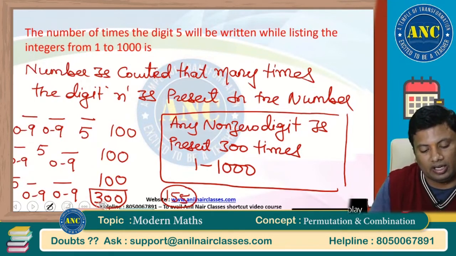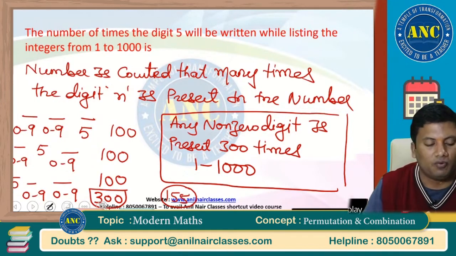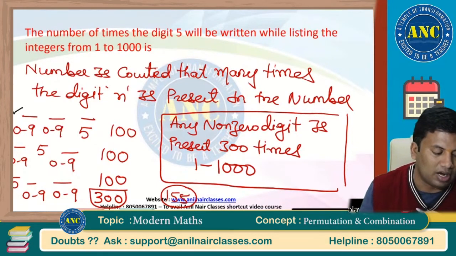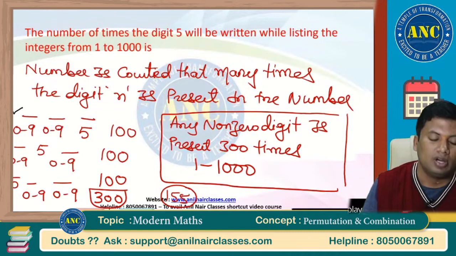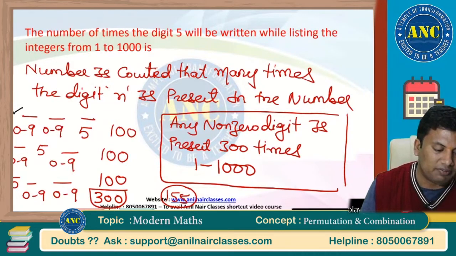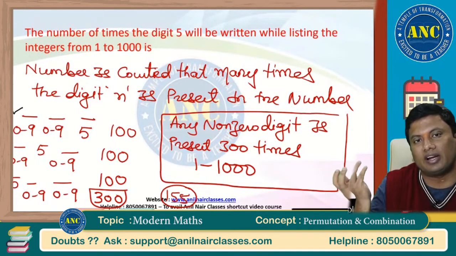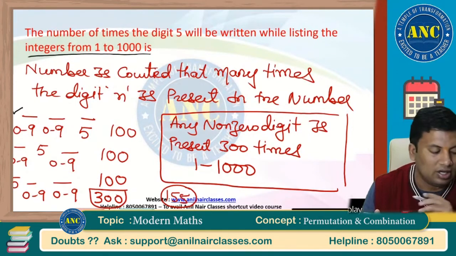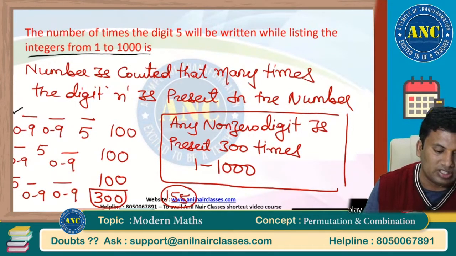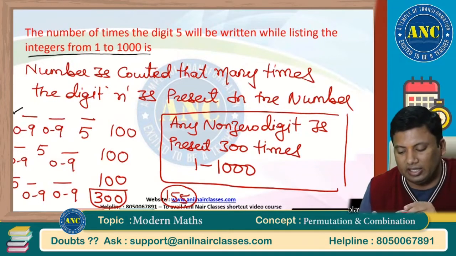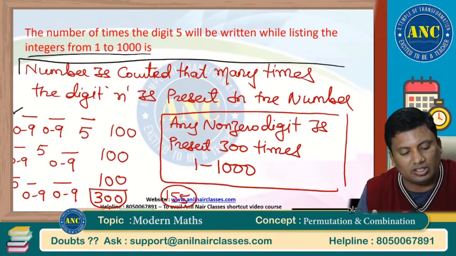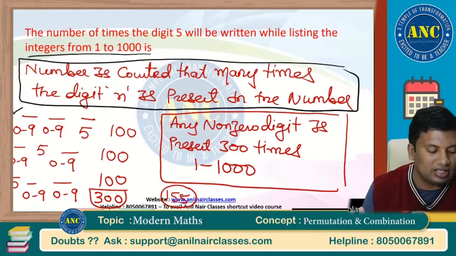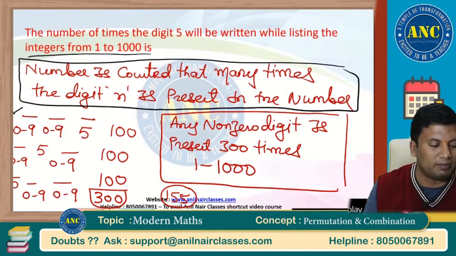10 into 10 into 10 is 1000. Why can the leftmost digit take 0? If the leftmost is 0, I can write all the possible two-digit numbers. If the leftmost two are 0, 0, I will get a single-digit number. When you are writing from 1 to 1000, you are writing single digits, two digits, and three digits. Each number is counted as many times as the digit n is present in it.